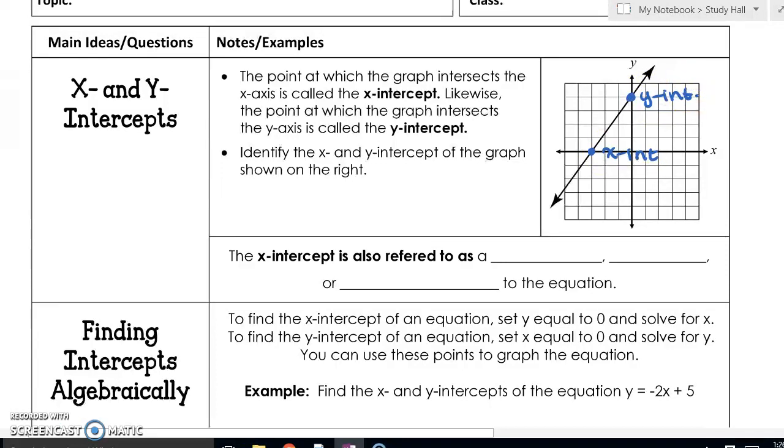The x-intercept is also referred to as a zero, because y is 0 at that point; a root, like a tree where it goes through the ground, and we could call the x-axis the ground; or a solution, because we're always trying to solve for x, right? And that's what that is, to the equation.